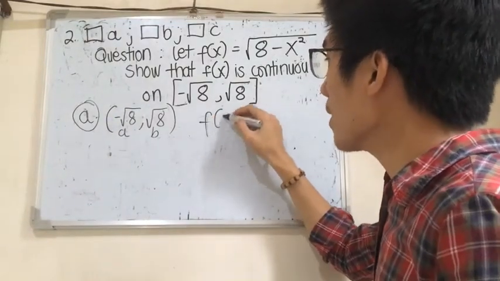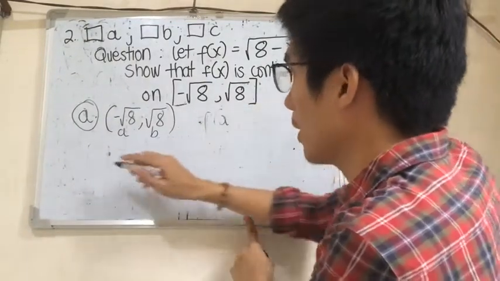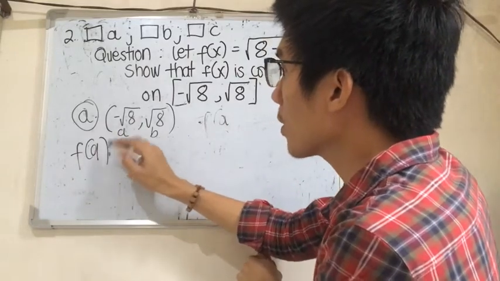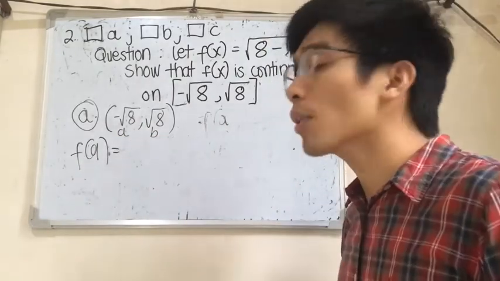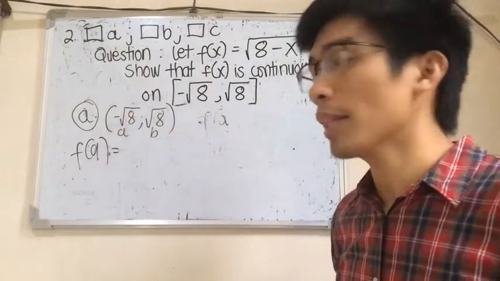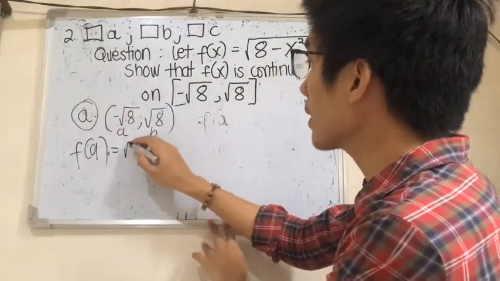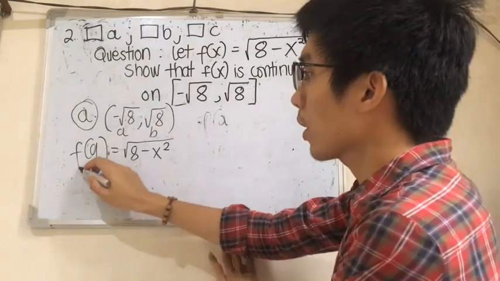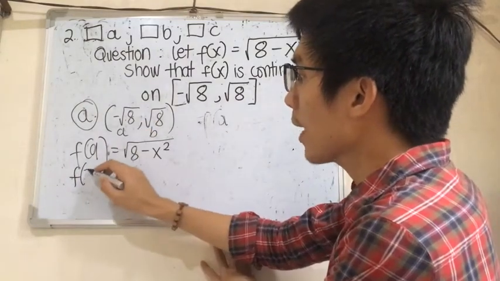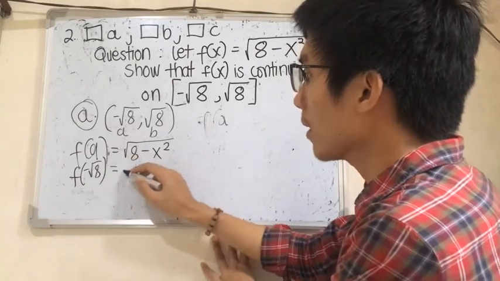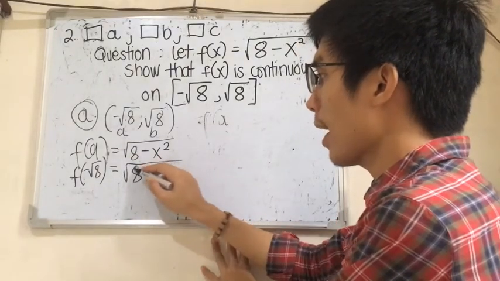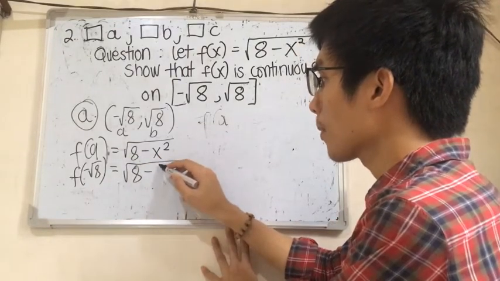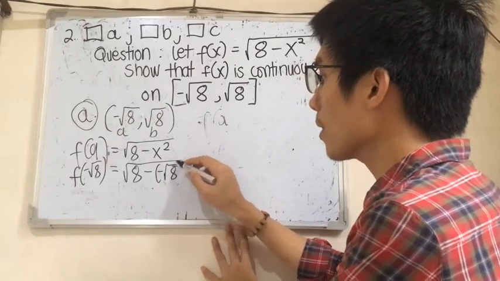So without further ado, let's test this one. So f of a, let's solve it here. F of a, what is your a? That is negative square root of 8. What is your function? That is the square root of 8 minus x squared. And let's substitute. What is your a again? That is negative square root of 8. And substitute that in the x. 8 minus negative square root of 8, squared.